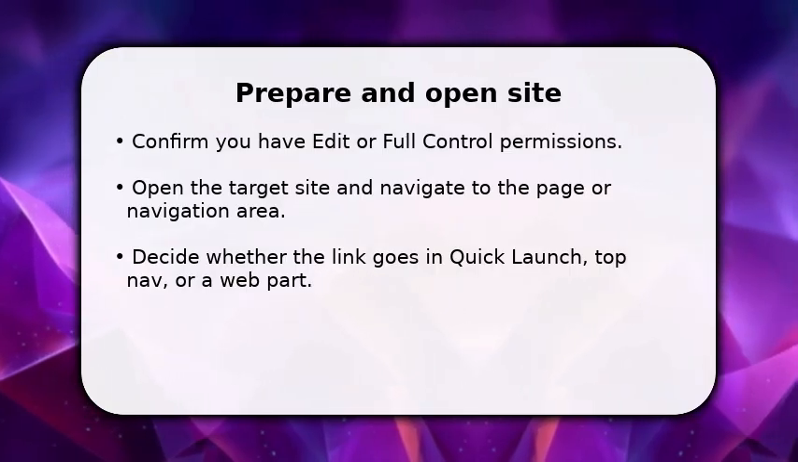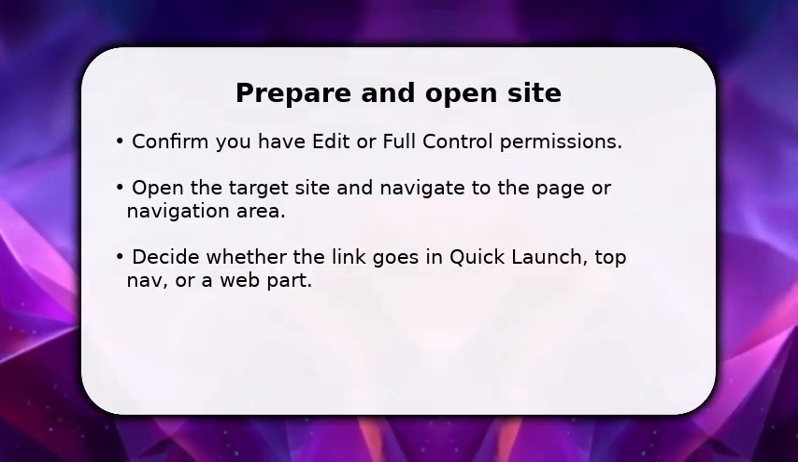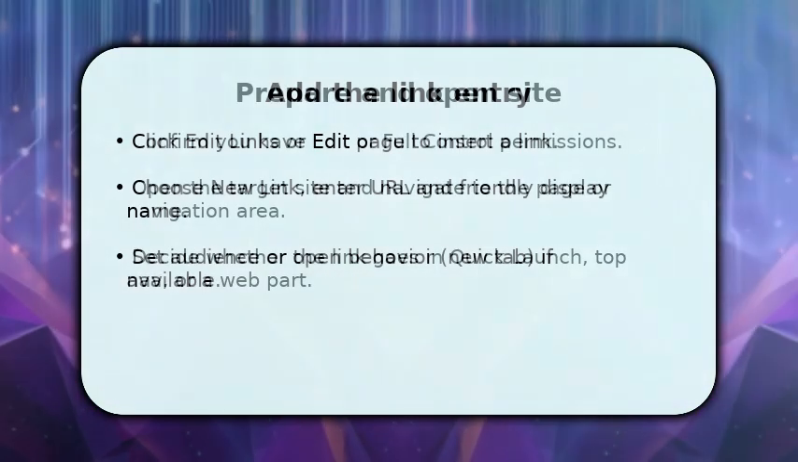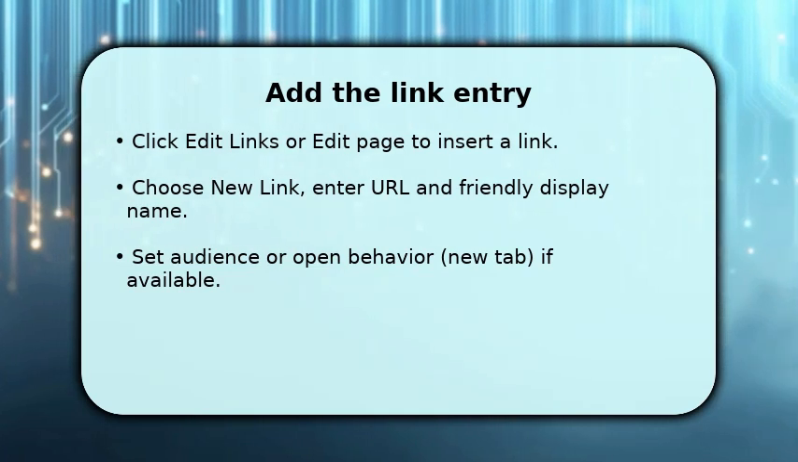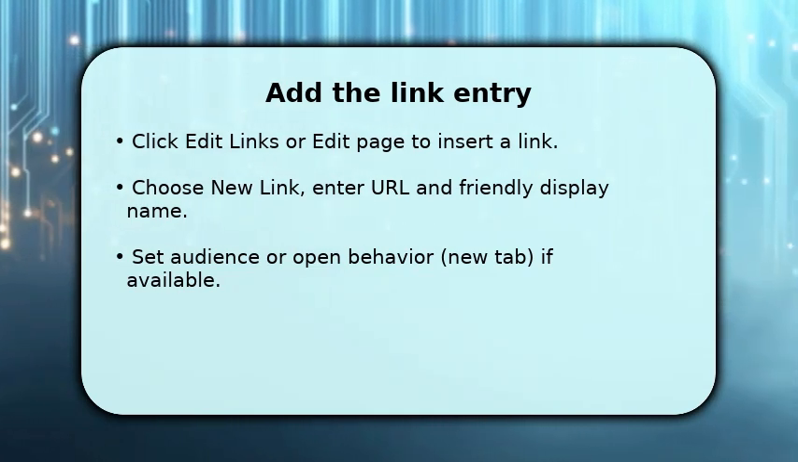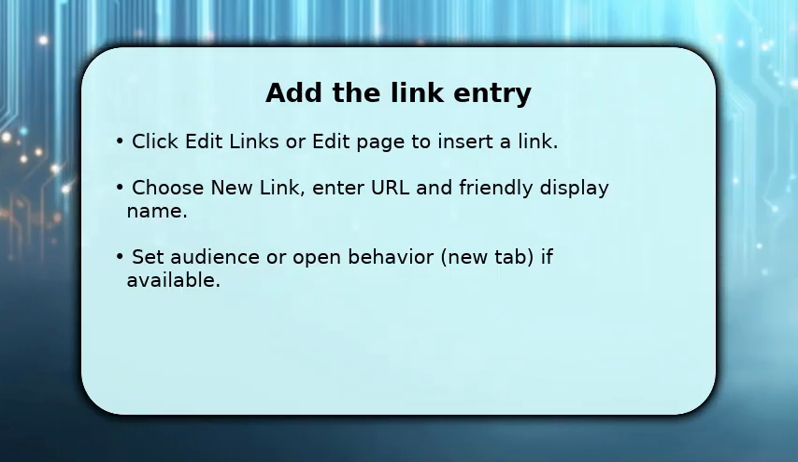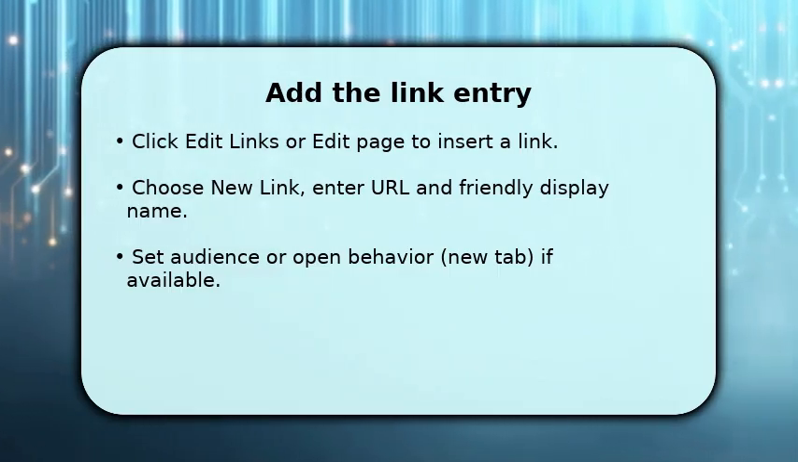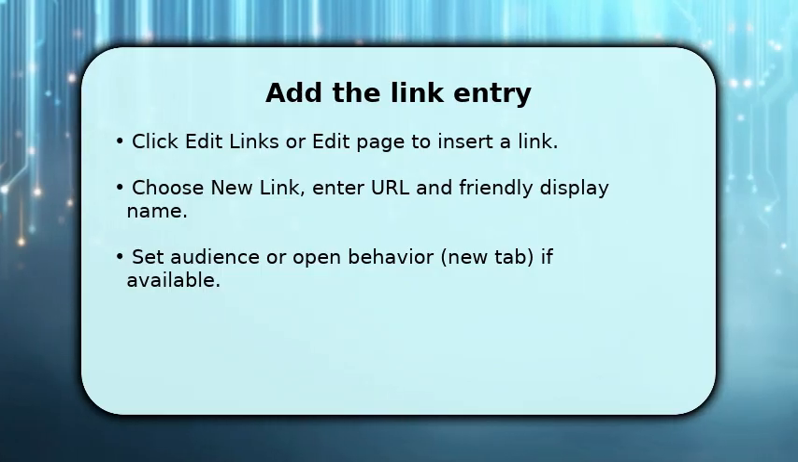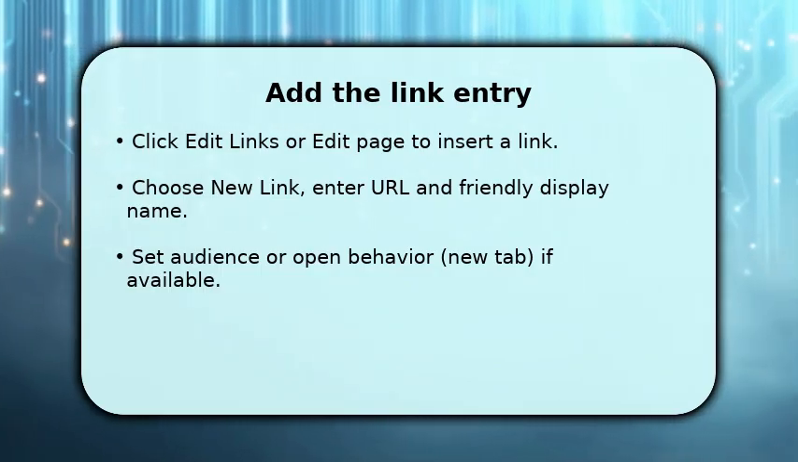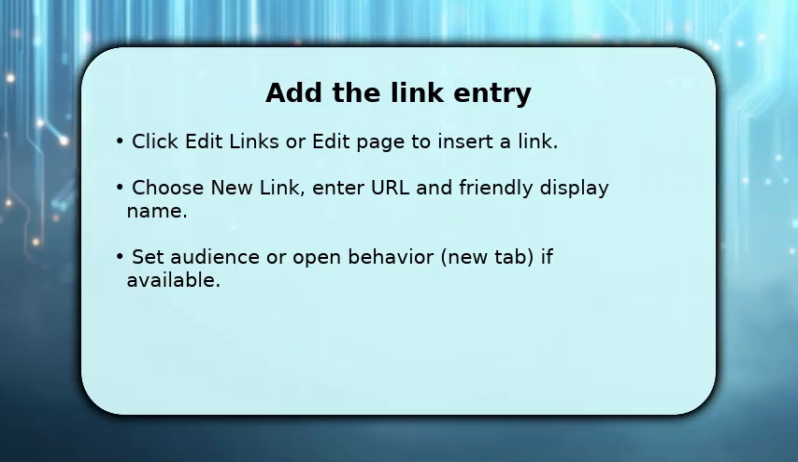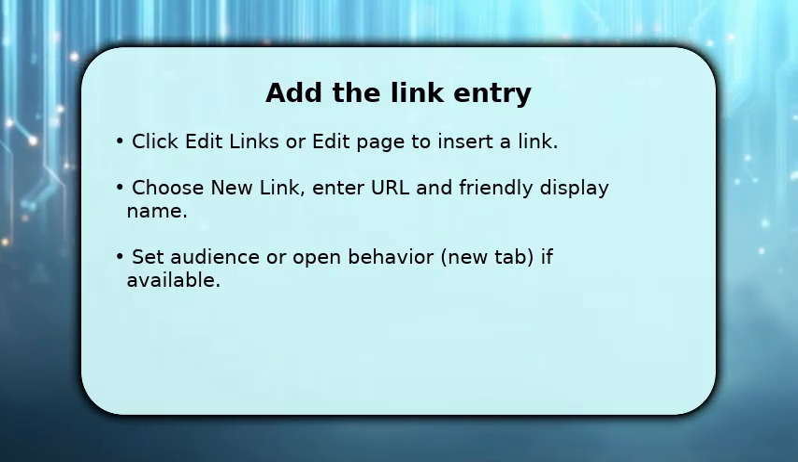Start the actionable steps now, so permissions and location won't block you later. Now you add the link entry. If you edited the page, add a text, quick links, or link web part, then choose Add Link and paste the URL. If editing navigation, click Edit Links or Navigation Settings and choose New Link. Enter a clear display name and check the URL for typos.